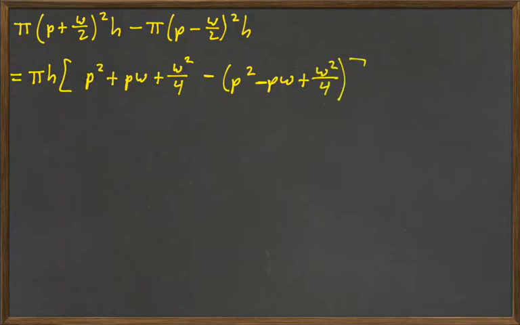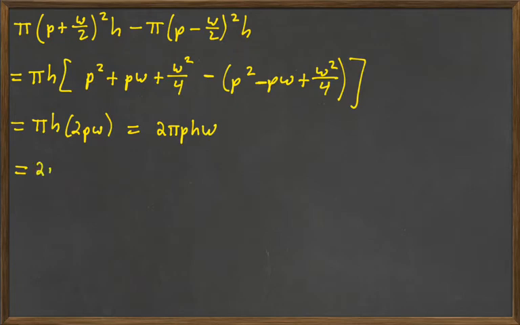Okay. All right, so what's going to happen here is we'll still have the pi and the h, and we're going to have p squared minus p squared, so that's gone. And we're going to have pw minus negative pw, so that's going to give us 2pw. And then w squared over 4 minus w squared over 4, those are going to go. And so we have 2 pi phw. So any order in how you write that.